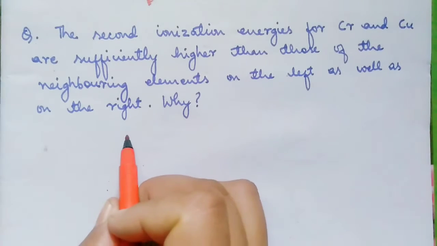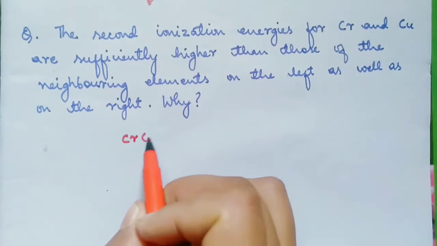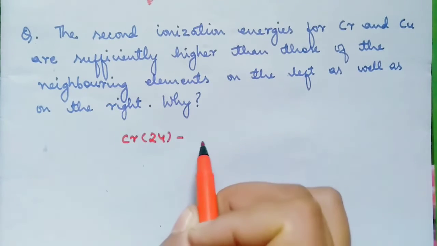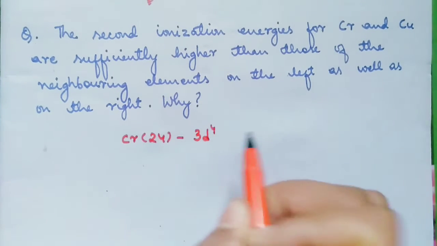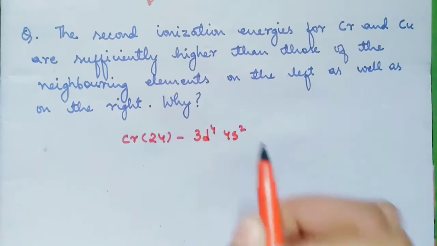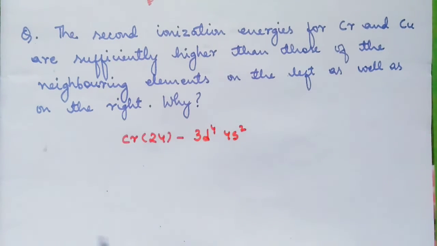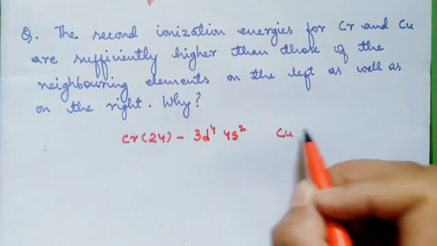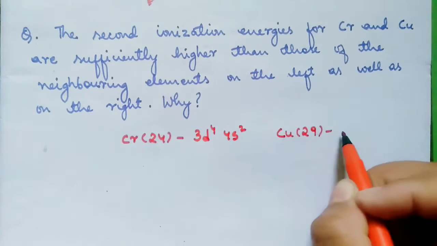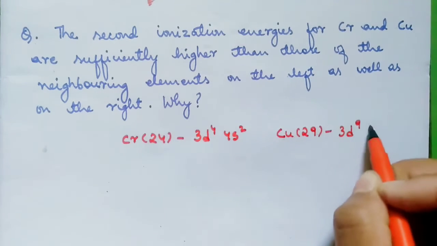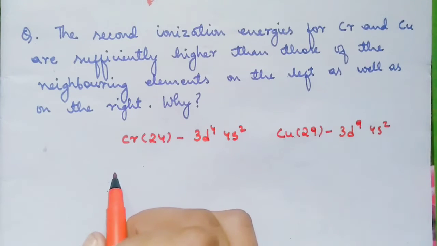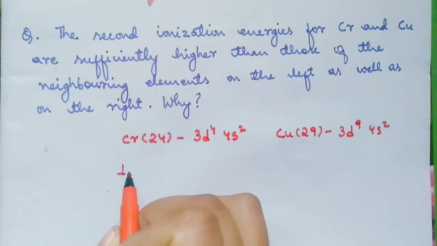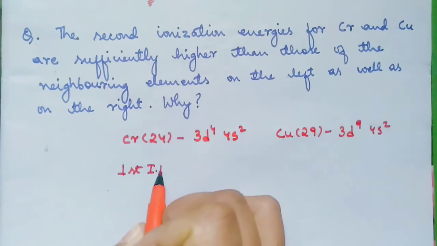For chromium, what is the atomic number? It is 24. So the valence shell electronic configuration would be 3d4 4s2. And then for copper it is 29, so it would be 3d9 4s2. Now first you have to go for the first ionization energy.